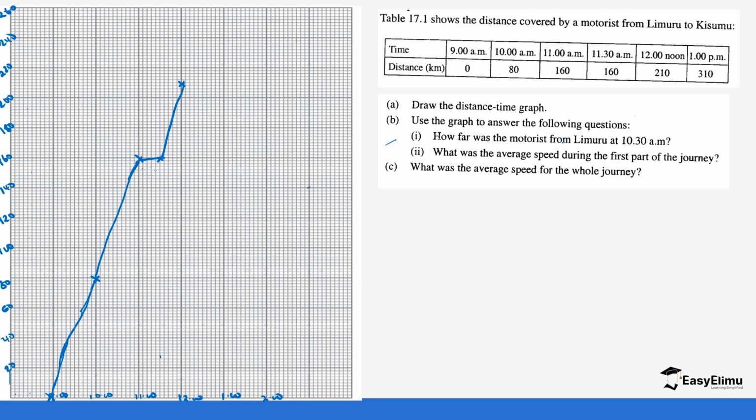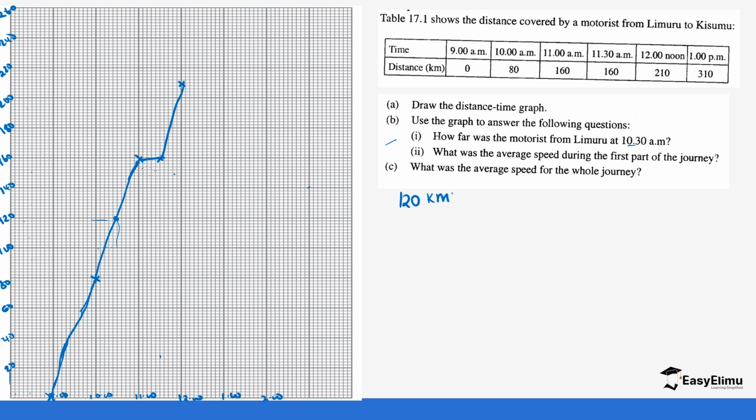How far was the motorist from Limuru at 10:30? So you come to 10:30, which is a half of this. So it's going to be 2, 3, 4, 5. It's going to be here. So at this point, it's going to be 120 kilometers.